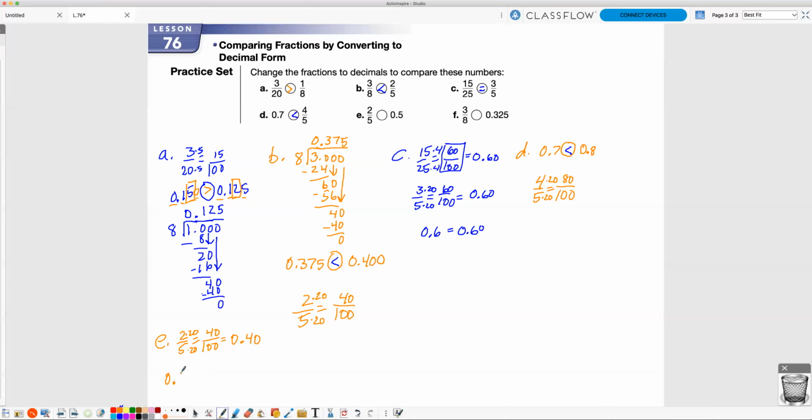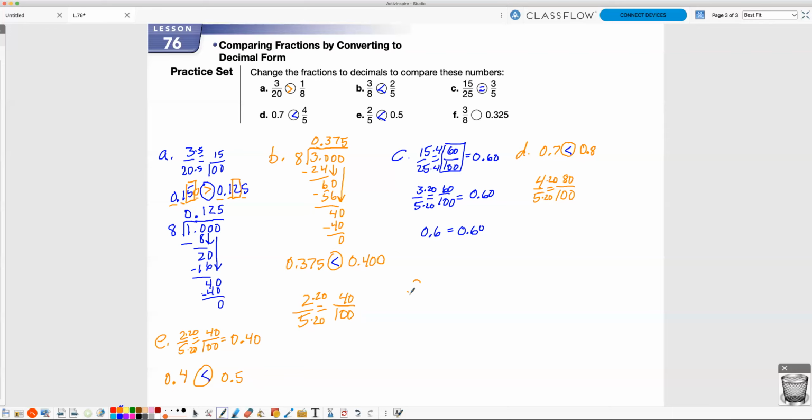2 fifths is the same as 4 tenths. And the other one was already written in decimal format. So 5 tenths. So you can see 4 tenths is going to be less than 5 tenths. That means 2 fifths is less than 5 tenths. All right, letter F. All right, let me put that in orange right here.